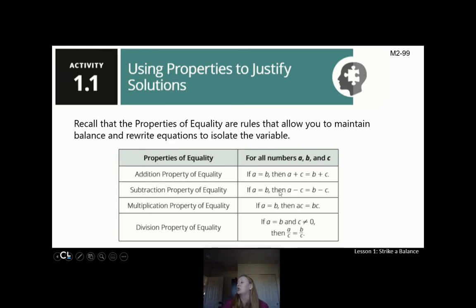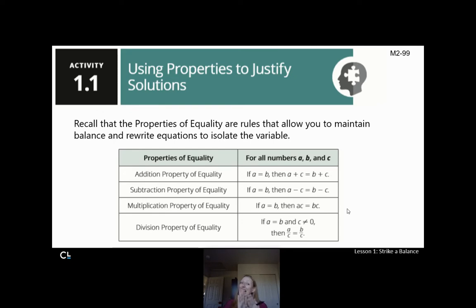If I subtract the same thing from both sides, we call that the subtraction property of equality. So if A equals B, then A minus C should equal B minus C. If I subtract C from one side of the equal sign, I must do it to the other side. Remember that equal sign is like a big dividing line right down the middle of your equation. If I multiply both sides by the same thing, we call that the multiplication property of equality. So if A equals B, then A times C should equal B times C. So if I multiply by C on one side, I should do it to the other as well.